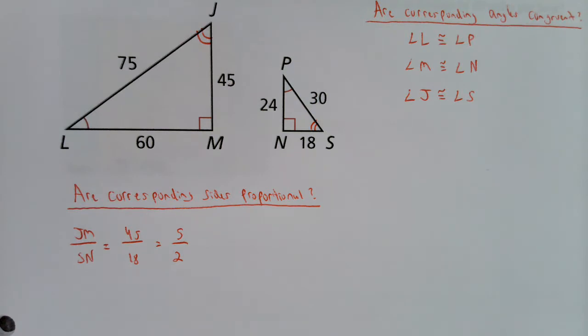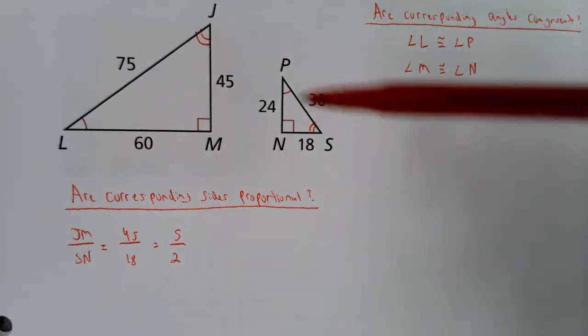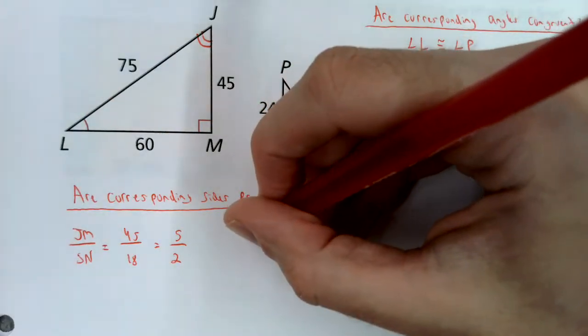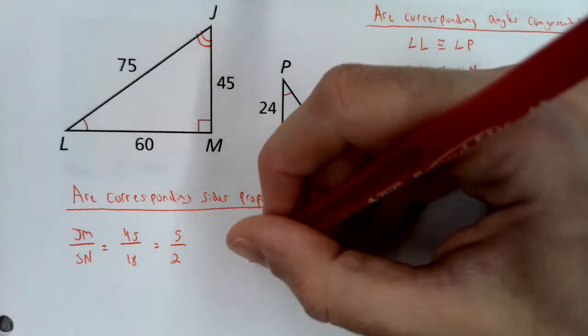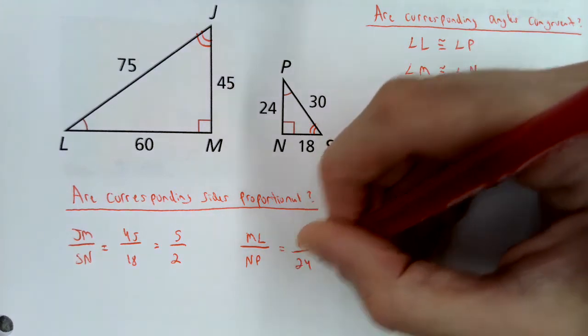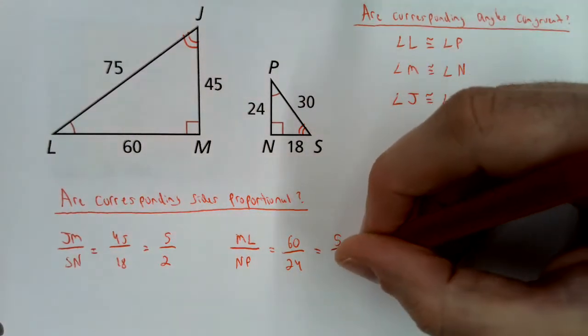Now let's compare the 2 medium length sides from each triangle. In other words, let's compare ML, the 60, with NP, the 24. And let's simplify that fraction. Let's divide each one by 12, and you get 5 halves again.